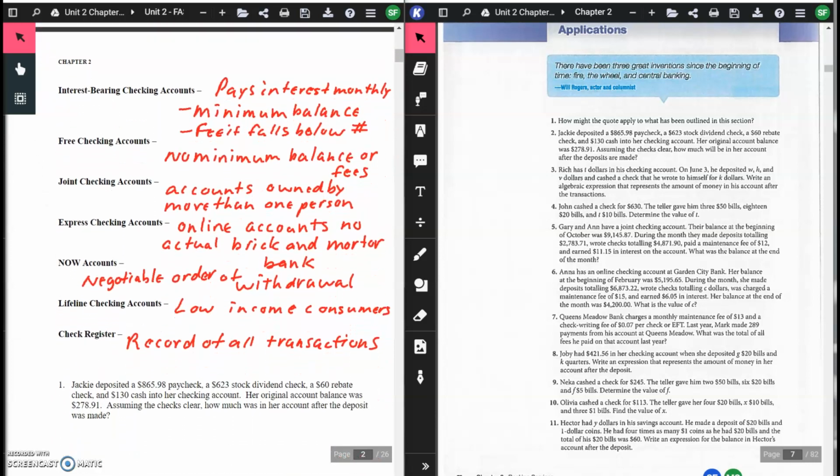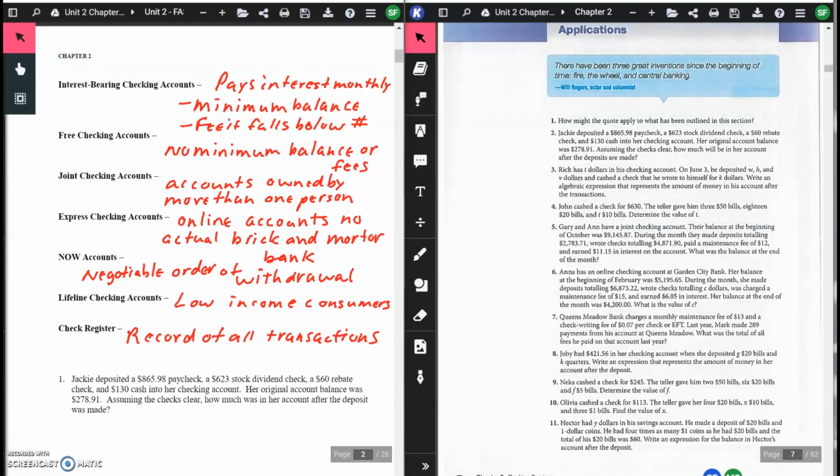Interest-bearing checking accounts pay interest monthly. You usually have a minimum balance, and if your balance falls below that number, typically you'll be charged a fee. Free checking accounts have no minimum balances or fees. Joint checking accounts are accounts owned by more than one person. Express checking accounts are online accounts with no actual brick and mortar bank. So a lot of accounts now can be done all online.